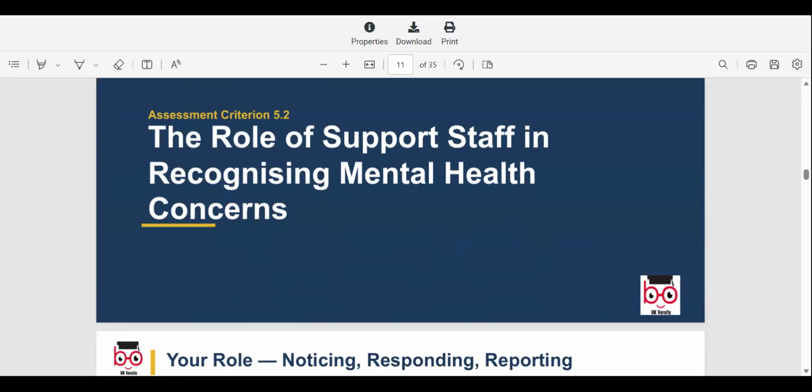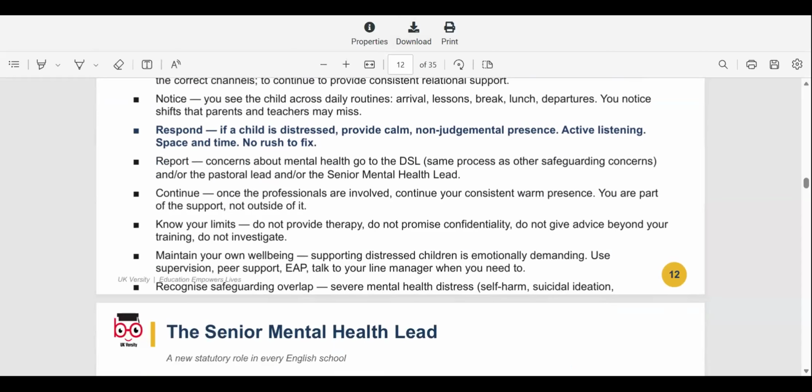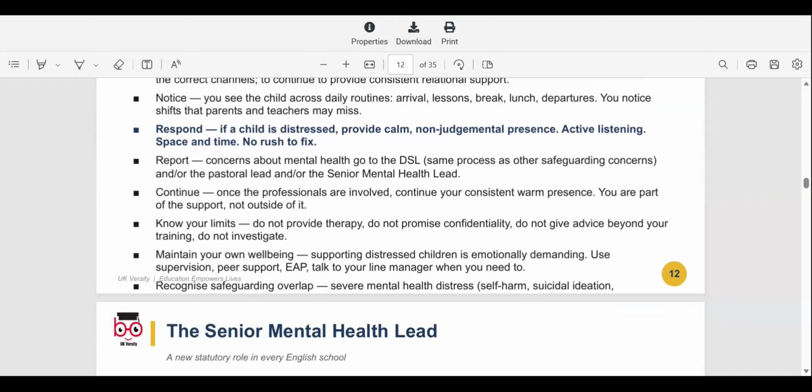So support staff and teaching staff, make sure they are able to notice, respond, and report any sort of concern. You're not expected to diagnose anything. If there's any sort of behavioural issues, any mood swings, emotional indicators, or social withdrawal, you need to report any concerns to the safeguarding lead, and then continue to maintain your own well-being and observe them as well.